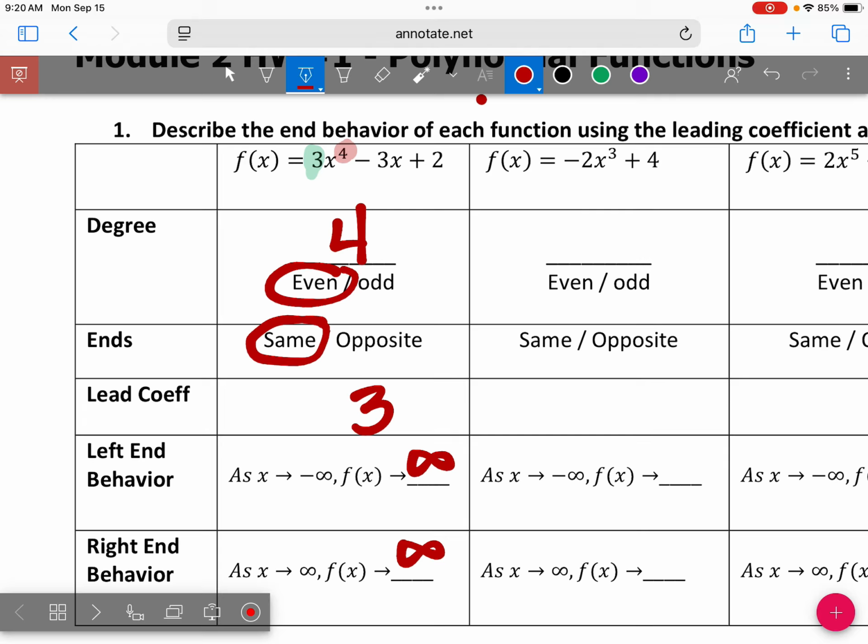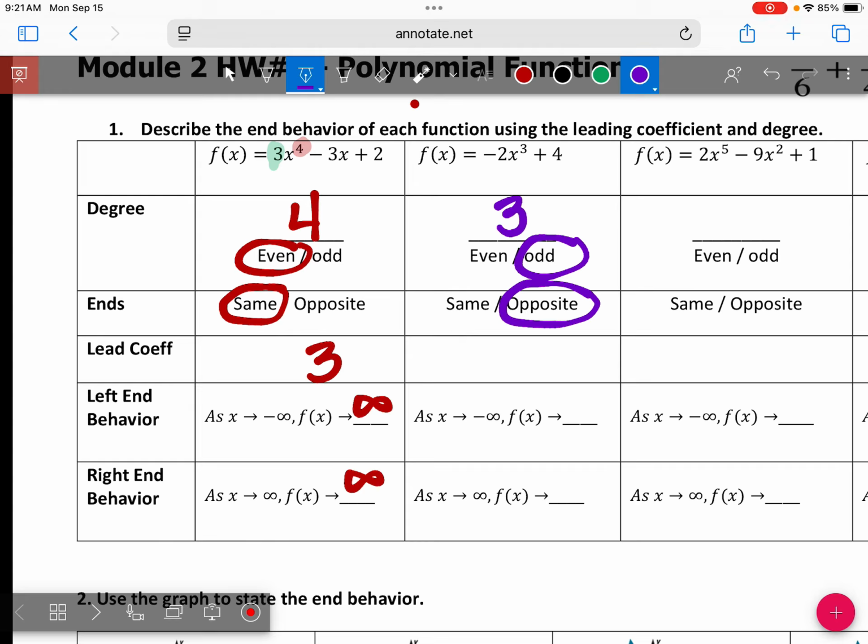Let's do one more together. So what is my degree? The degree is your exponent, 3. Is 3 an even number or an odd number? Odd. Odd functions, are they the same or the opposite? Opposite. Now my leading coefficient, whatever the sign of my leading coefficient is, it's going to match the right. These two match each other.